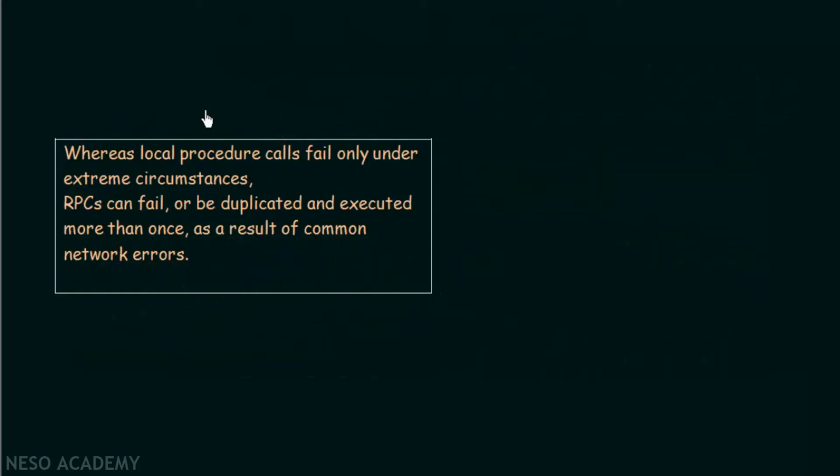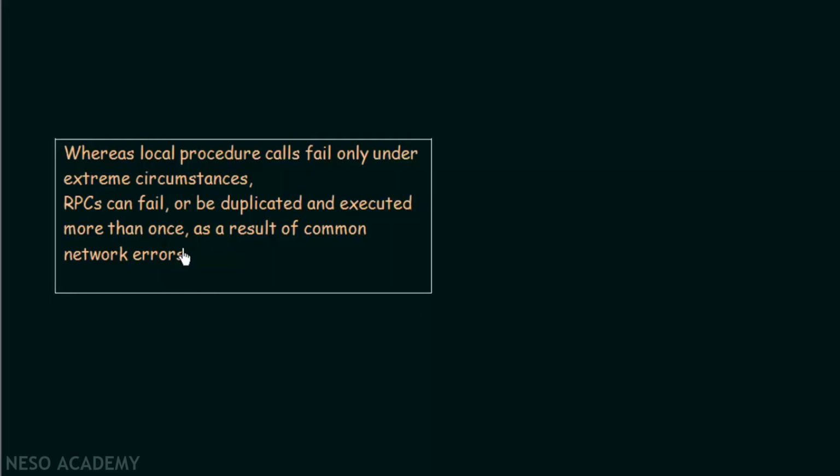So the next issue is that whereas local procedure calls fail only under extreme circumstances, RPCs can fail or be duplicated and executed more than once as a result of common network errors. Again, in case of local procedure calls, this kind of issue does not arise much, because a local procedure call will fail only under extreme circumstances, because the call is happening within the same machine. But in case of RPC, there is a great chance of failure, and there is a chance of duplication of the procedure calls, and also a chance of the procedure calls being executed more than once.